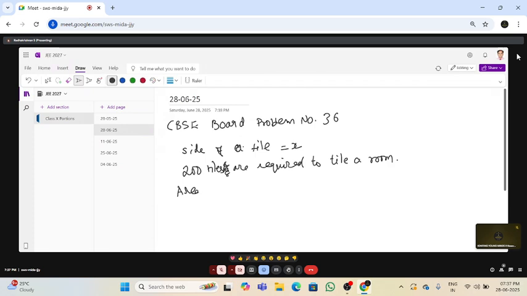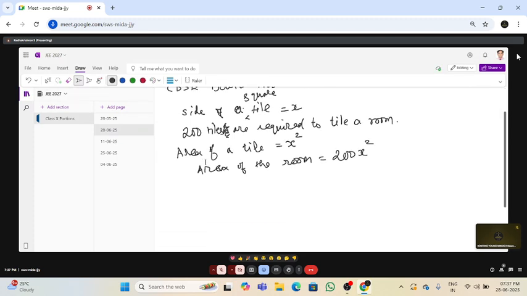What is the area of each tile? x square, because x is a side and it is a square. Therefore, the area of the room will be 200 x square, because 200 tiles are required and each tile has an area of x square. So it's also given that if you increase the size of the tile by 1 unit, then this is scenario 1.